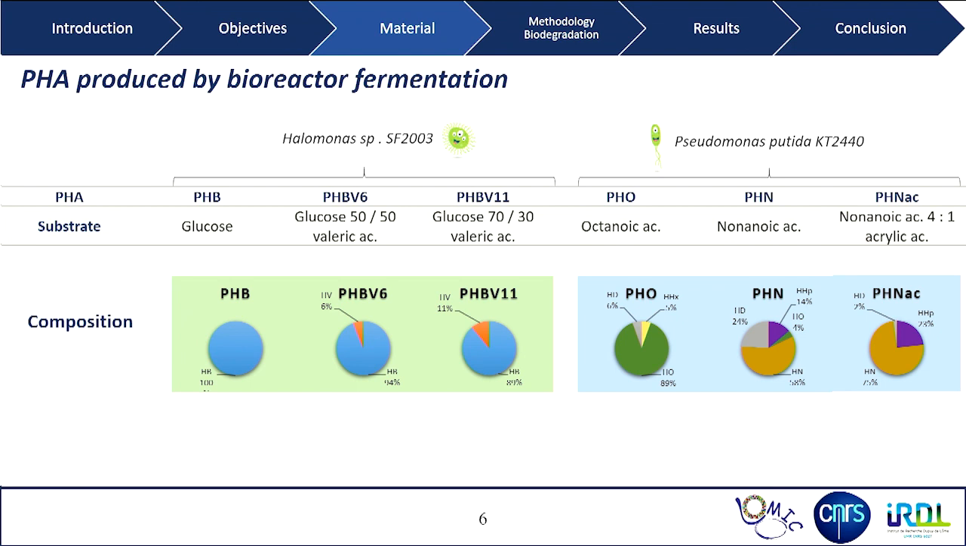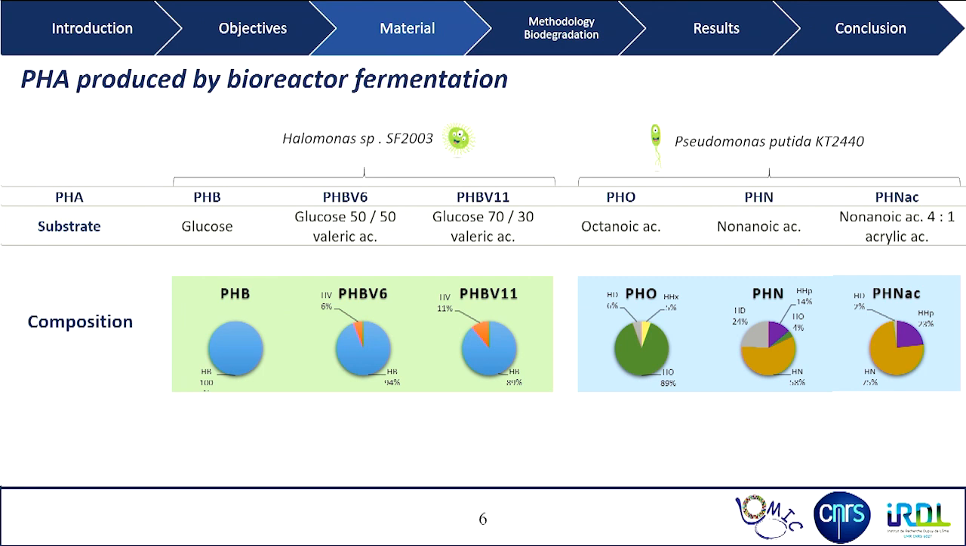So from glucose, we produced a PHB. From a mix of glucose and valeric acid, we produced a PHBV6 composed of 6% of HV content. And from another mix of glucose and valeric acid, we obtained a PHA composed of 11% of HV content.